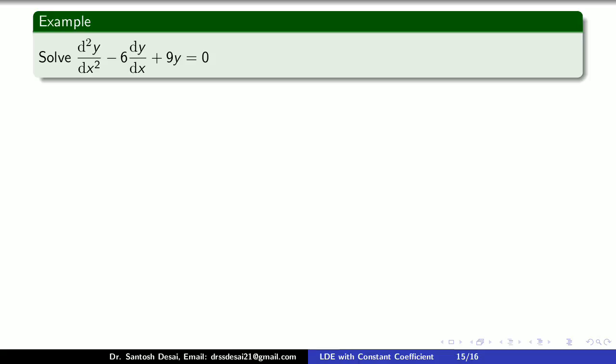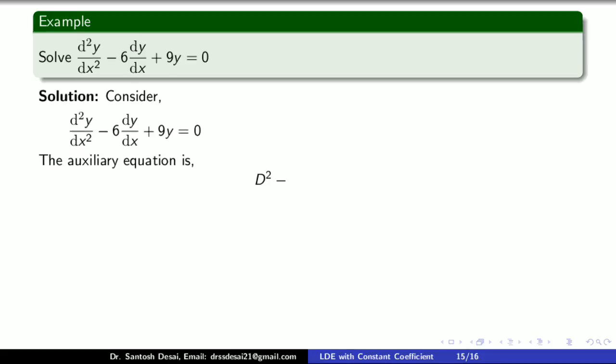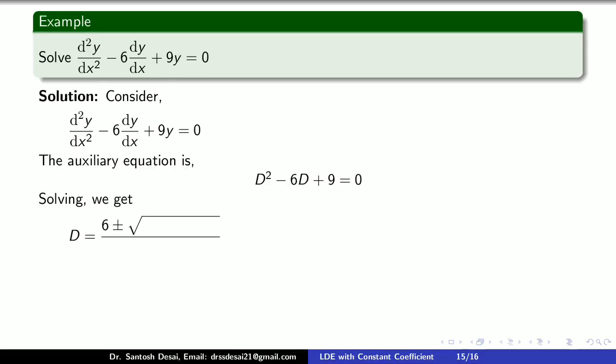Solve d2y by dx square minus 6 dy by dx plus 9y is equal to 0. Again, let us consider the given equation, and the auxiliary equation is d square minus 6d plus 9 is equal to 0. So solving this, we get d is equal to 6 plus minus square root of 36 minus 4, a is 1 and c is 9, divided by 2. So this implies 6 plus minus 0 divided by 2. So simplifying this, we will get 3 and 3. So these are repeated roots.